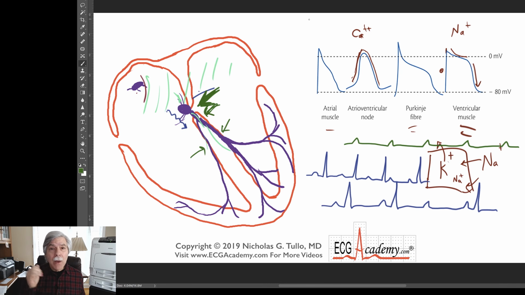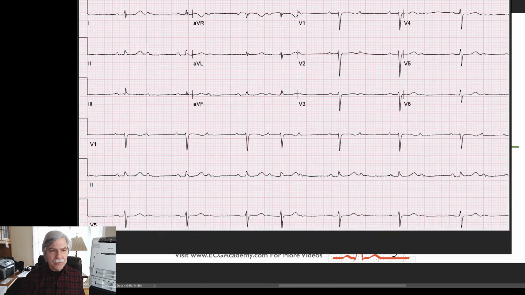So do you call 911 and have that guy whisked off to the hospital in an ambulance? Well, he feels fine. But you have to make a decision whether you think this was medication-induced intranodal block or not. And if you have 2 to 1, you can't tell. That's the point of this whole thing. So let me show you an interesting cardiogram.